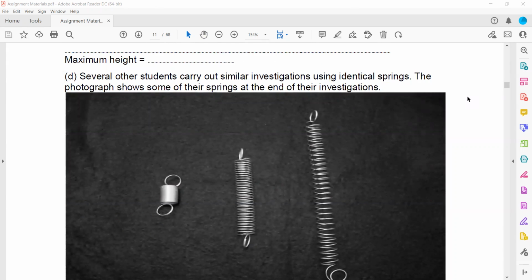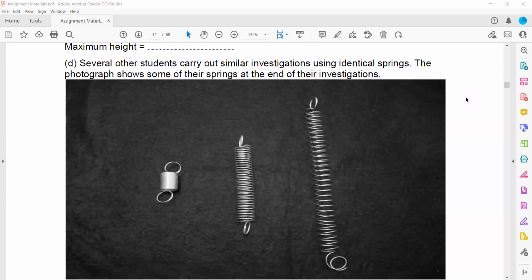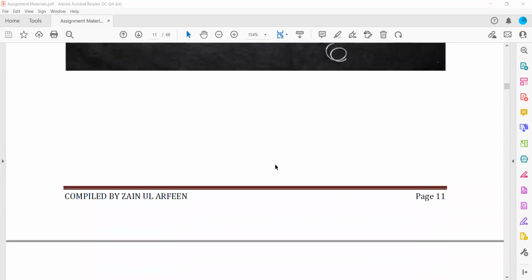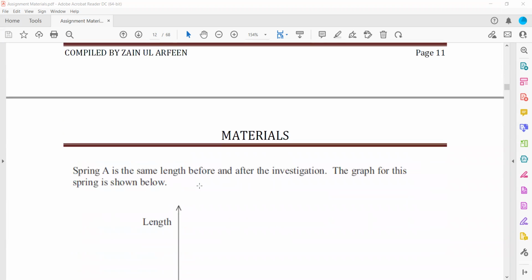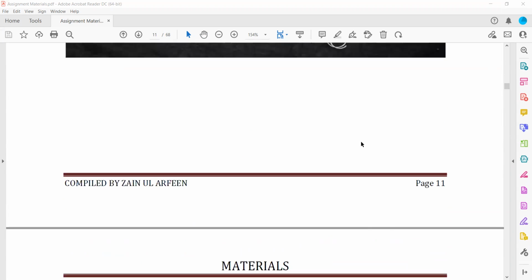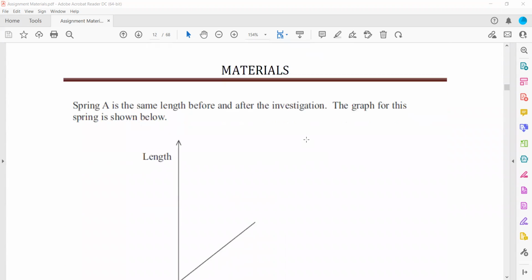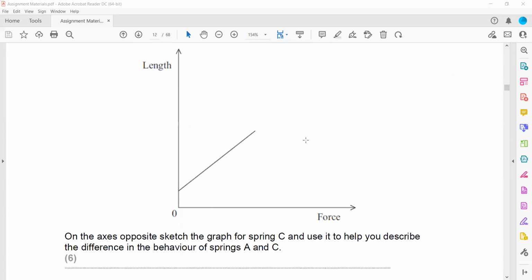Several other students carry out similar investigations using identical springs. The photograph shows some of the springs at the end of their investigation. Spring A is the same length before and after the investigation, meaning spring A does not undergo plastic deformation. The graph for spring A is there. On the axis opposite, sketch a graph for spring C and use it to help describe a difference in behavior for A and C.